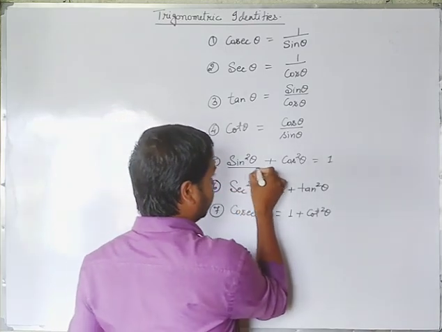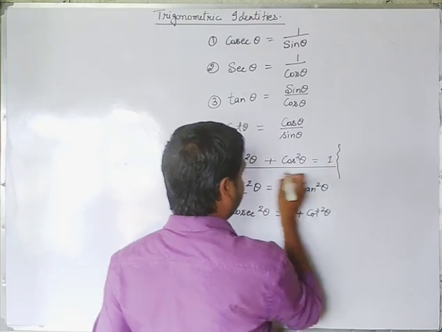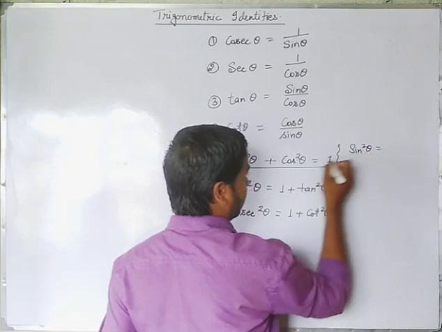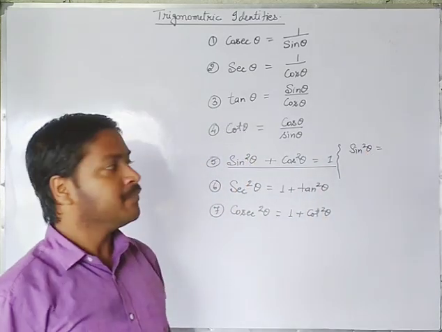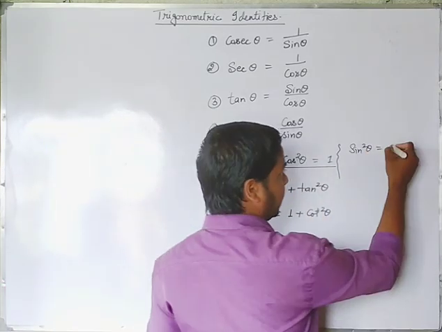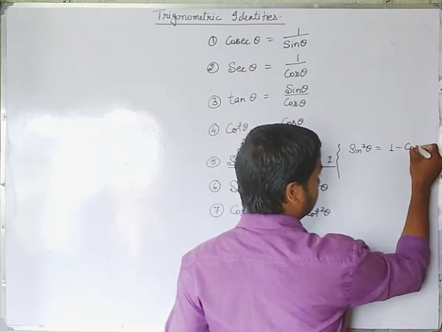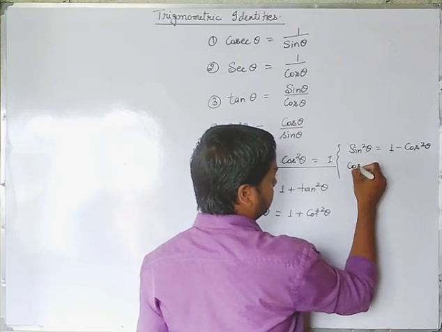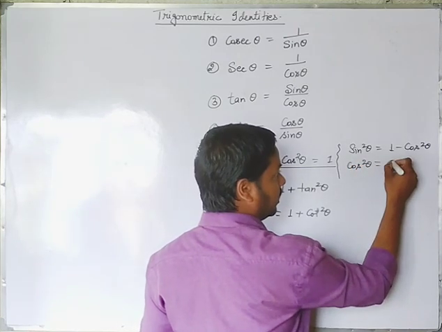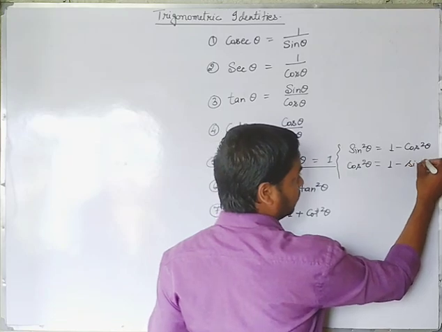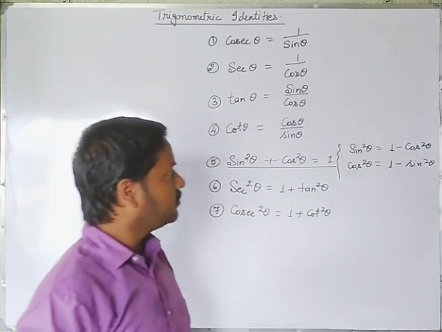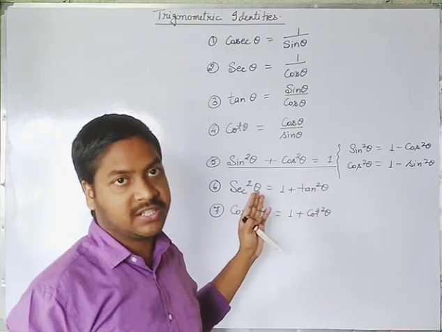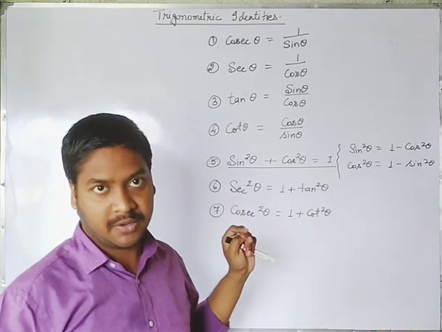With these formulas you can derive other formulas also. From here, what will be the value of sin square theta? If we want the value of sin square theta, it will become 1 minus cos square theta. And from here, if we want the value of cos square theta, it will be 1 minus sin square theta. In the same way from here, if we want the value of tan square theta, it will become sec square minus 1.